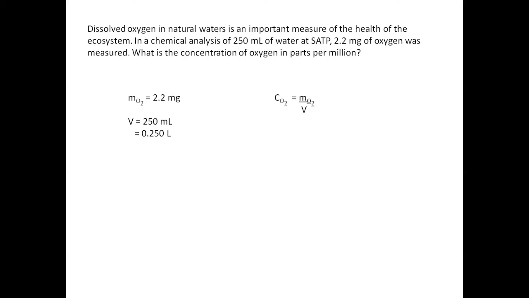So my concentration of my oxygen is the mass divided by the volume. So we substitute in our values, and we end up with 8.8 milligrams per liter. And so now, since 1 milligram per liter is 1 part per million, I can just substitute the unit. So it's key that you remember that relationship, that 1 milligram per liter is equal to 1 part per million.